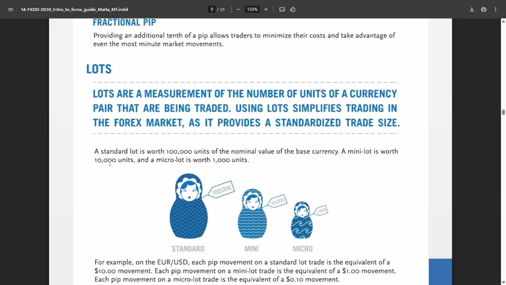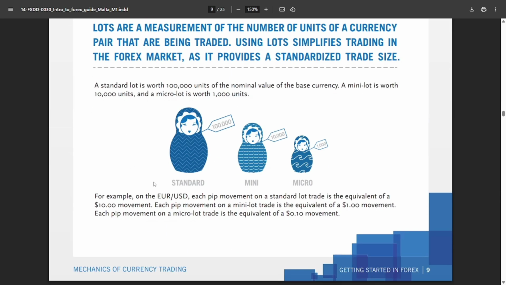Look at here, I put some pictures for you to understand better. This is standard, this is 100,000. This is mini, this is 10,000, and here we have micro that is 1,000.